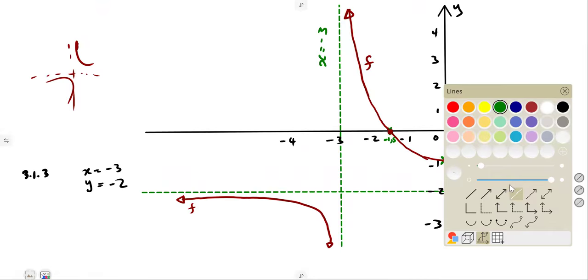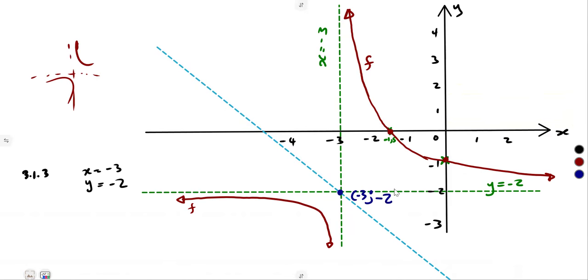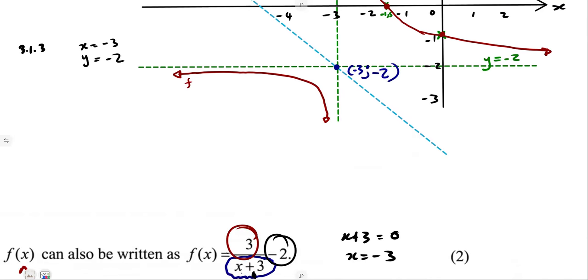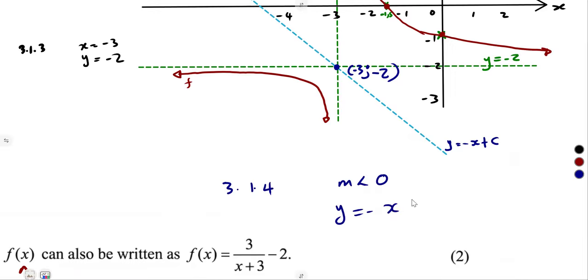Remember the concept, guys. If it was to be drawn, it was going to be something like this, with a negative gradient passing through the point of intersection of your asymptotes, where x is minus 3 and our y value is minus 2. And we do understand the general format. Remember, if you just know this, we are done. Y is equal to minus x plus c. Always, this is not going to change. So since our gradient is negative, y is equal to minus x plus c.